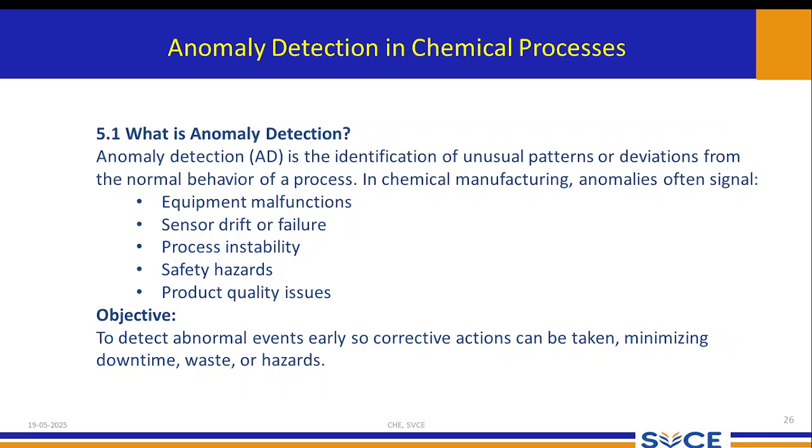In chemical manufacturing, anomalies often signal equipment malfunction, sensor drift or failure, process instability, safety hazards, and product quality issues. The deviation may be because of equipment failure, sensor failure, process instability, safety hazard or product quality issues. So they detect the abnormal events early so corrective action can be taken, minimizing the downtime, waste or hazards.